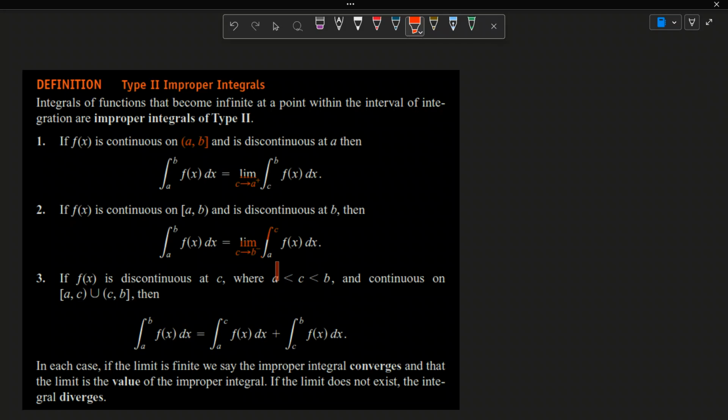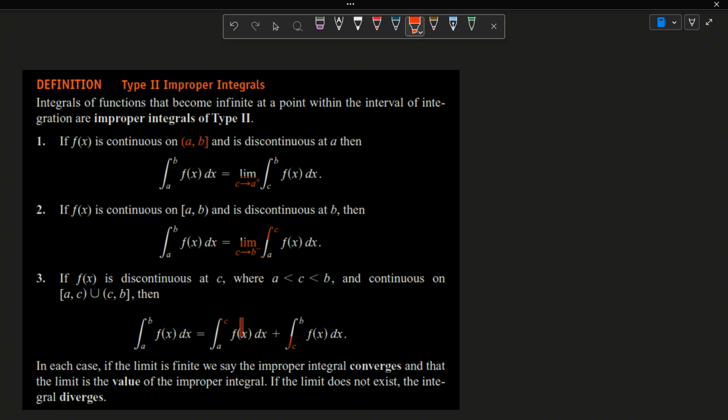And if the function is continuous over a and b, but not at c, which is a point between a and b, not a and b itself, then we need to separate the integral into two parts. Once that c is in the upper limit, another time in the lower limit. For each of these integrals, we need to write the limit, like parts a and b, 1 and 2.